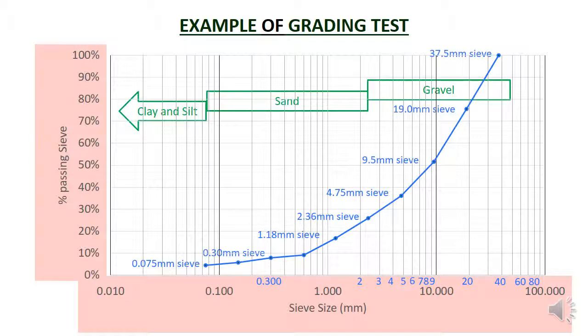The y-axis of the graph, that is the vertical axis, is a linear scale and has a percentage of the total amount of the aggregate sample that passes a particular sieve. So we see that 100%, that is all of the sample, passed the 37.5mm sieve, while just over 50% passed the 9.5mm sieve. The other 50% was retained on the 9.5 and 19mm sieves.